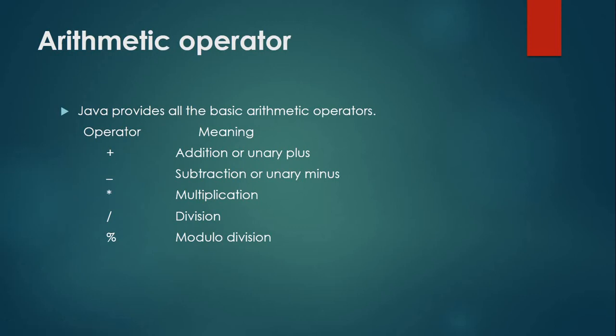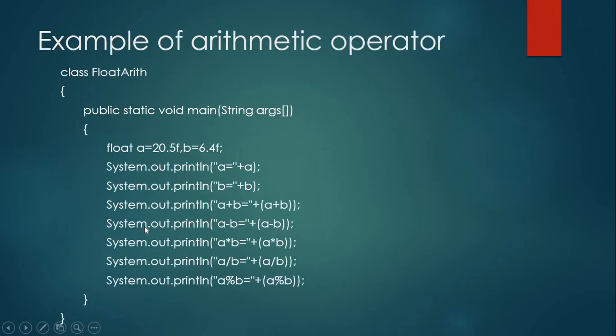Java provides all basic arithmetic operators like addition, subtraction, multiplication, division and modulo. So here we have listed the first one, addition, or we can say unary plus. Another one is subtraction, or we can say unary minus. Third ones are multiplication, division and modulo operator. Let's see an example. Here we have two values, a is equal to 20.5 and b is equal to 6.4. We are going to manipulate these values.